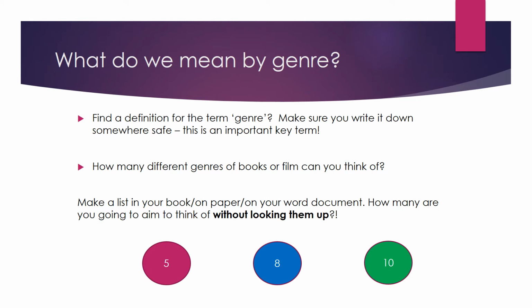Your second thing to do today is see how many different genres of books or films can you think of. So, for example, you might want to think about action as a genre, so a type of film. Make a list in your book or on paper, on a Word document, however you are doing your work. How many are you going to aim at getting without looking them up? Okay, so you're going to aim at 5, are you going to aim at 8, you're going to aim at 10. So without looking up different types of genres, how many are you going to aim for?